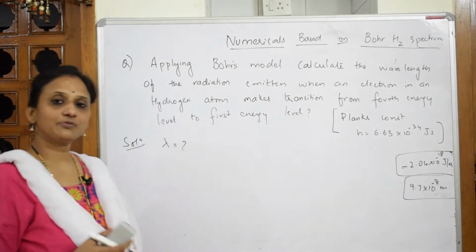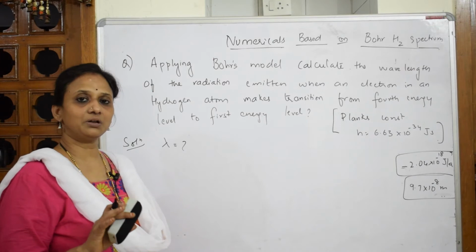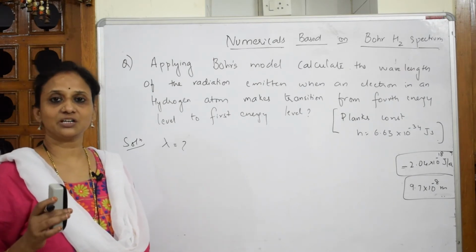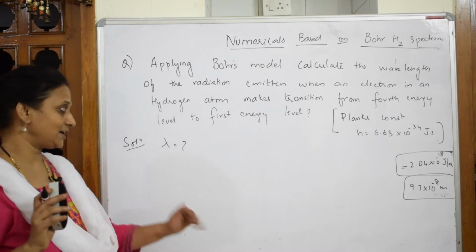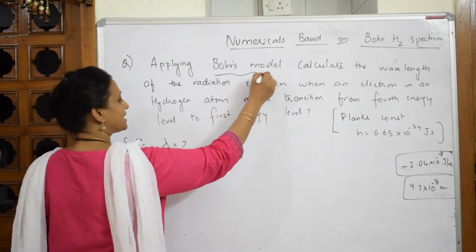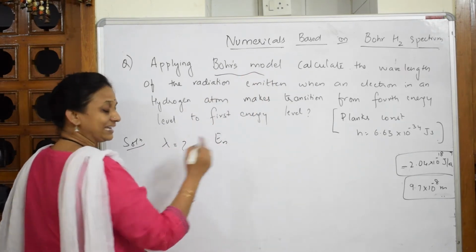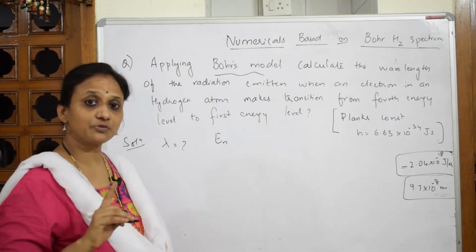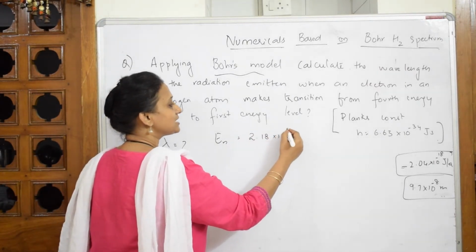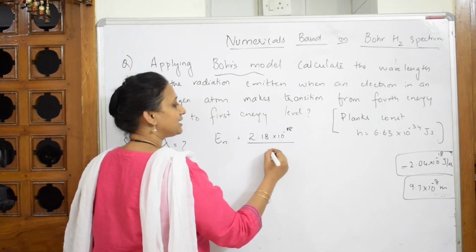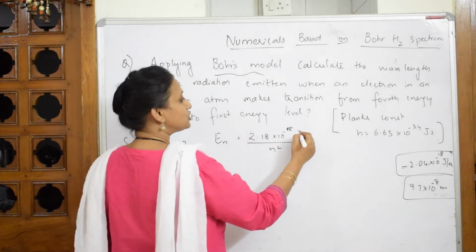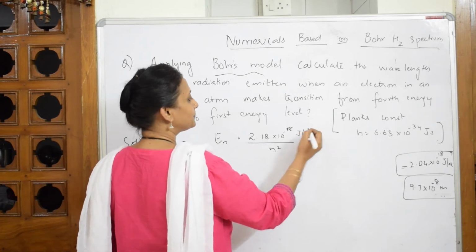So simple. We've already written the formula: 109677 into 1 divided by n1 square minus 1 divided by n2 square. But here you have to be careful. Why? Because I said energy levels. According to Bohr's model of an atom, what is the formula we have learned for the energy of the nth orbit? It is equal to 2.18 into 10 raised to the power of minus 18 divided by n square. This is what you've studied, joule per atom. Fine.